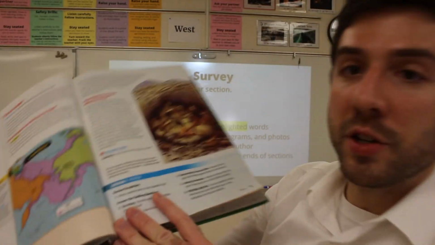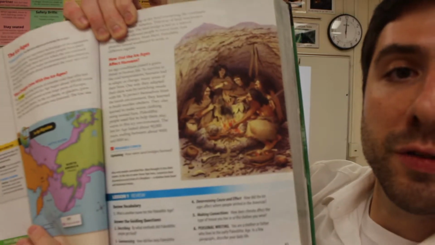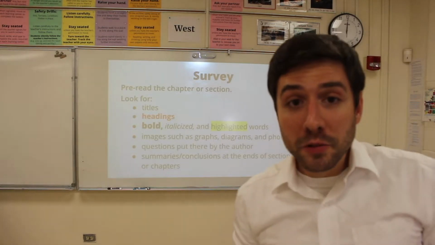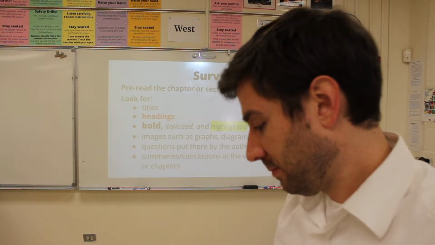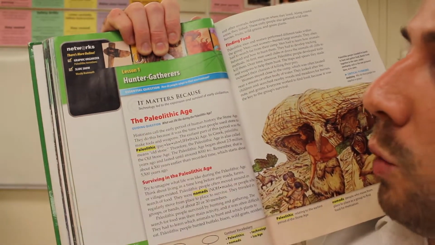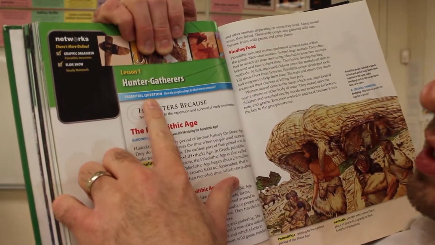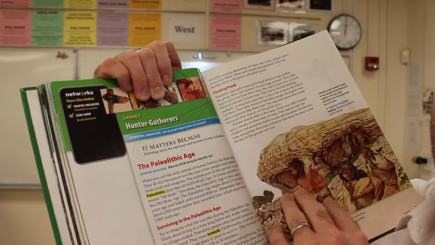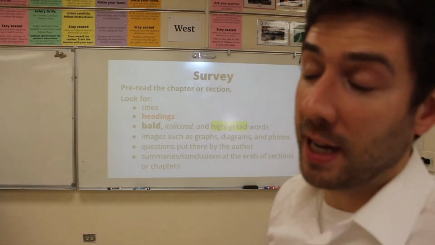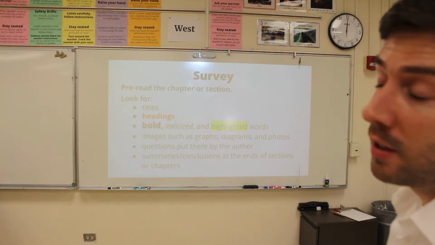Next, the author also puts questions throughout the section. Read the questions. They give you a great idea of what the author wants you to focus on. And if the author wants you to focus on it, your teacher probably does too. There's also questions interspersed throughout the chapter, like here, guiding question, what was life like during the Paleolithic Age? The essential question, how do people adapt to their environment? So those types of questions give you a great idea of what the overall section is about and what the author thinks you should focus on.